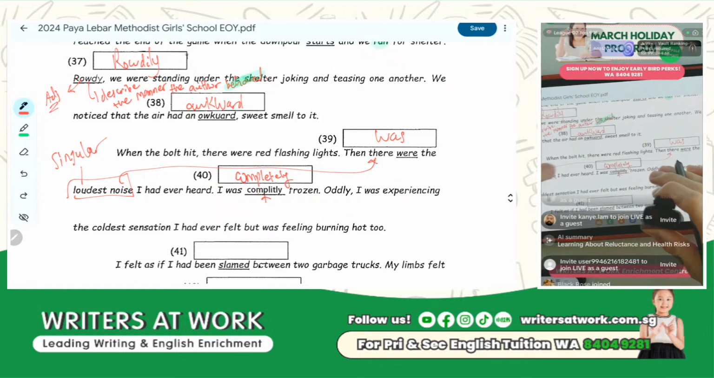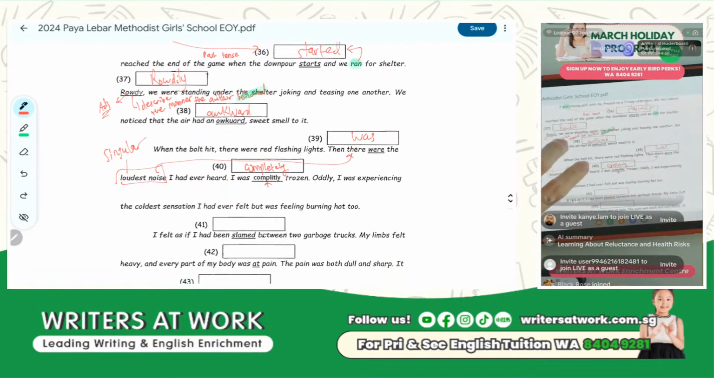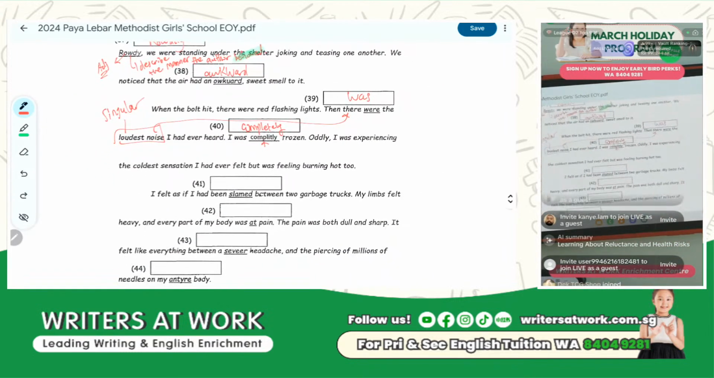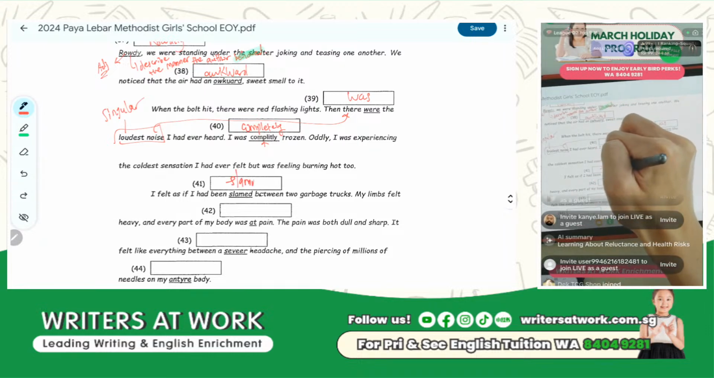Oddly, I was experiencing the coldest sensation I had ever felt, but was feeling burning hot too. I felt as if I had been slammed between two garbage trucks. Okay, slam is also spelled wrongly, so let's spell it together.